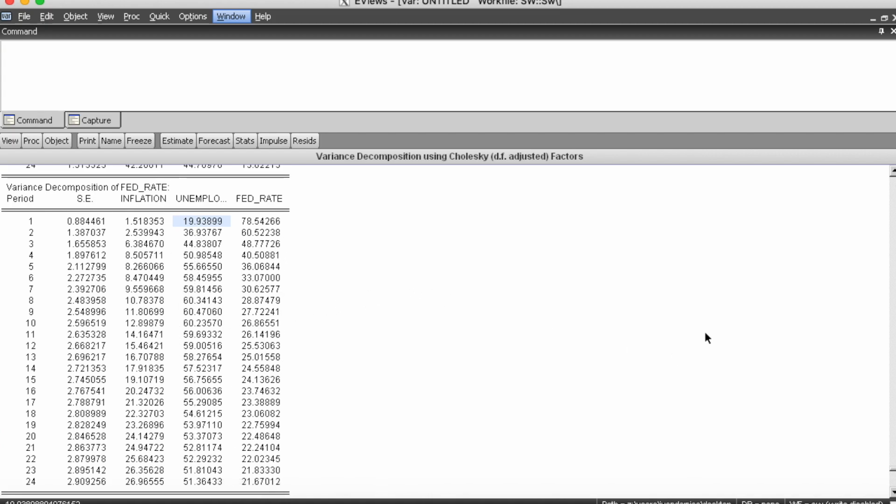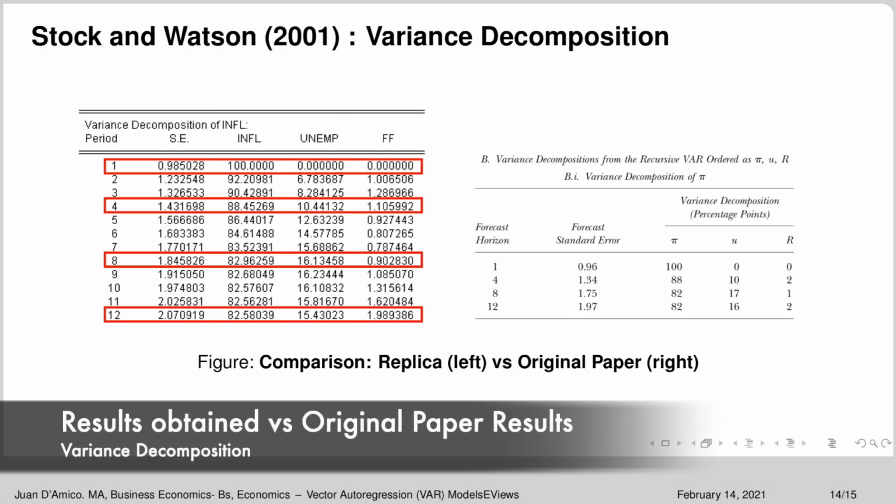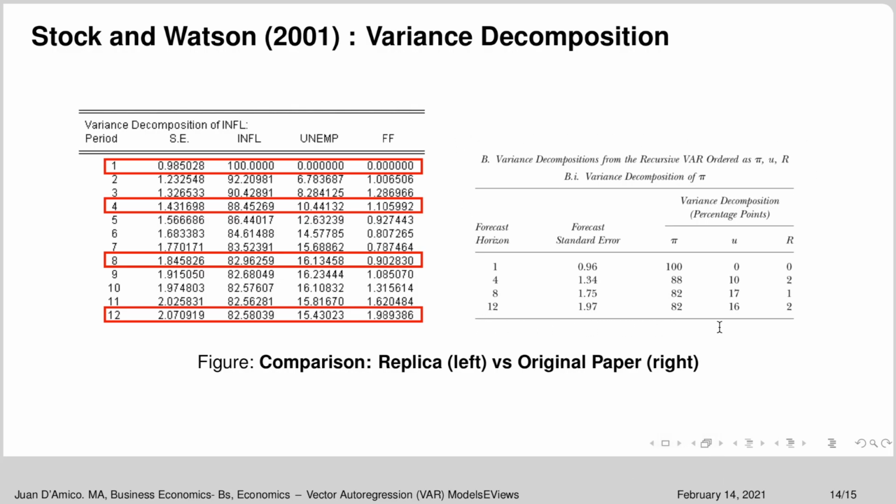So let's go back now to our slides. In this slide, you can see on the left the results that we have estimated in our model. And here on the right, you can see a screenshot of the results in the original paper by Stock and Watson. You have here the variance decomposition. Like I said, here you have, for example, the first quarter, the period number 4, the period number 8, and the period number 12. And the reason why I have highlighted these periods is because those are the periods that the authors have reported in their paper.